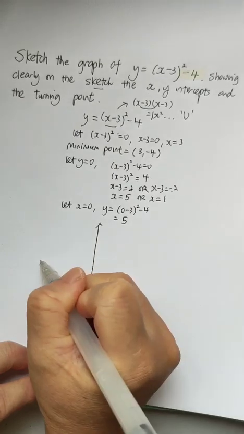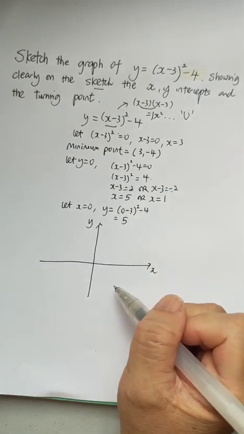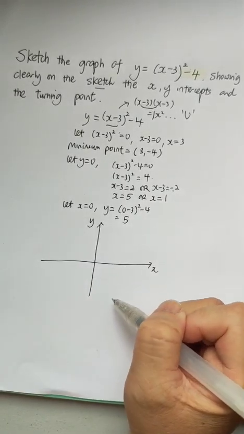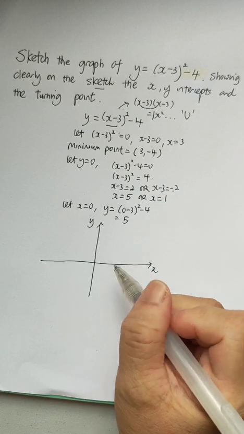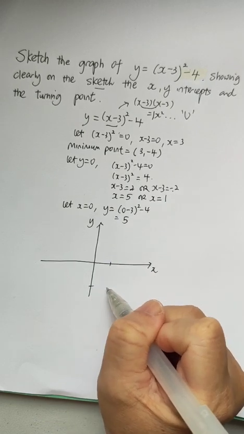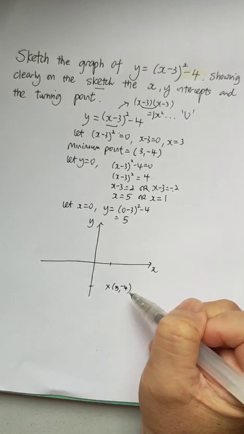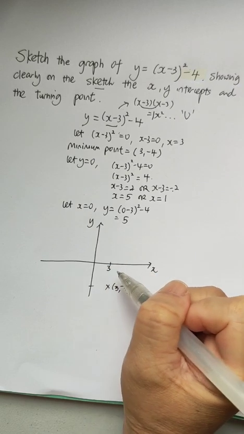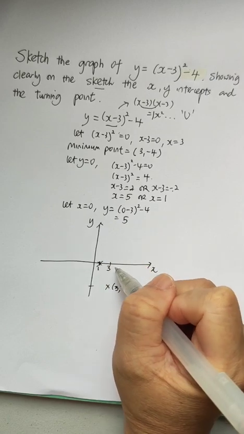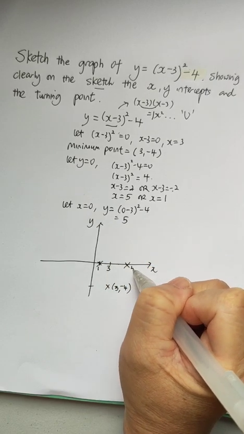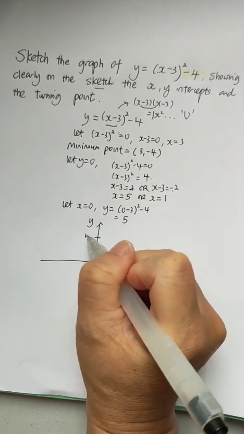Use a ruler to draw your x and y axes, unless you can draw a straight line as well as me, so you don't need to use a ruler. Let's identify our minimum point, which is (3, negative 4). Just put a little cross here and please label the point. This is (3, negative 4). Where are our x-intercepts? The value here is 3. The two x-intercepts are x equals 1, so this is 1 point here, 2, 3, 4, here, 5. And then our y-intercept value is 5. So if this is negative 4, 5 will be somewhere here.